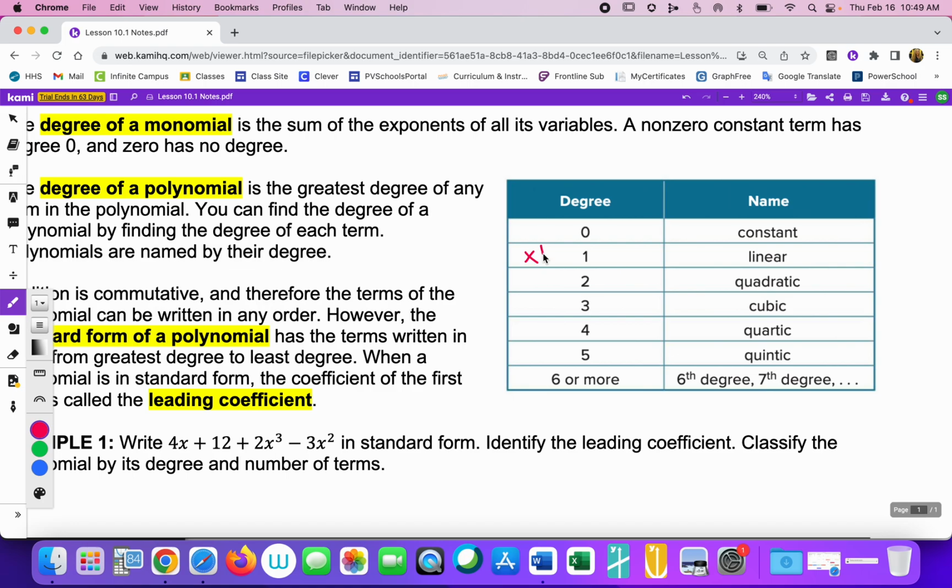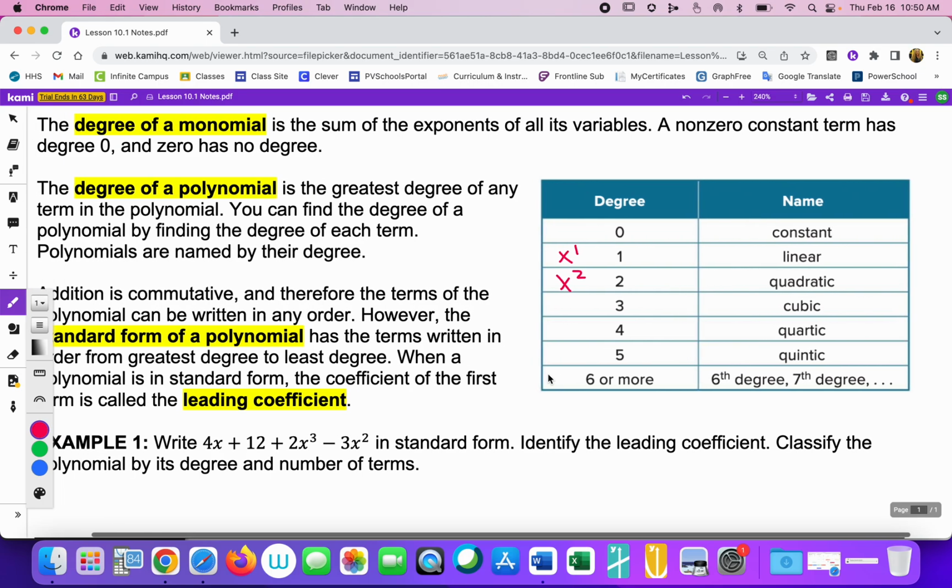Now the second power, or the second degree polynomial, if that's the highest exponent, that is called a quadratic. That is largely what we're dealing with this unit and into next unit. They're called quadratics. 3 would be a cubic, 4 would be a quartic, 5 would be a quintic, and then anything higher than that does not have a special name. 6th degree, 7th degree, 8th degree, and so on. We'll be practicing with those a little bit, but these names express the highest degree.